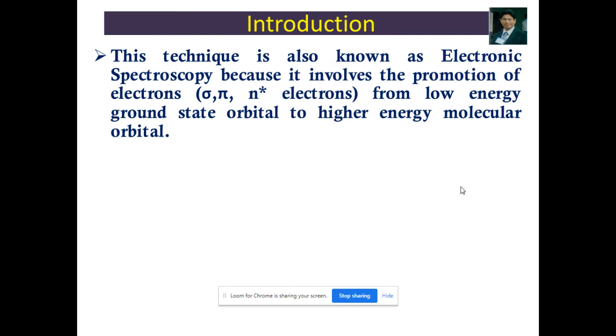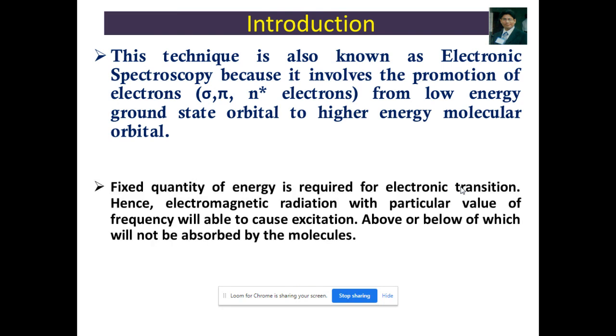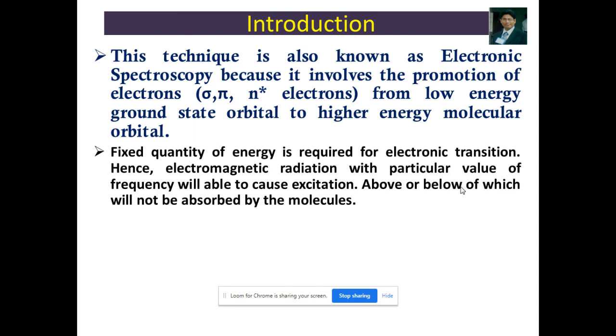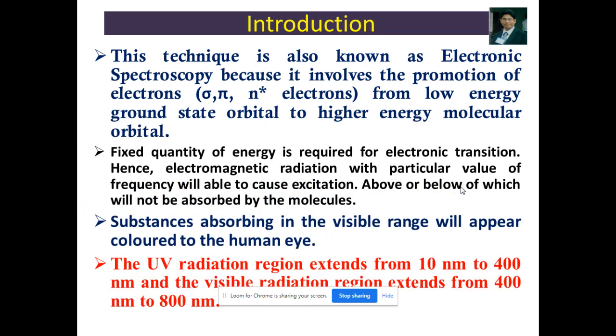This technique is also known as electronic spectroscopy because it involves the promotion of electrons from a low energy ground state orbital to a higher energy molecular orbital. A fixed quantity of energy is required for electronic transition, hence electromagnetic radiation with a particular value of frequency will be able to cause excitation, and radiation above or below it will not be absorbed by the molecules. And substances absorbing in the visible range will appear colored to the human eye.